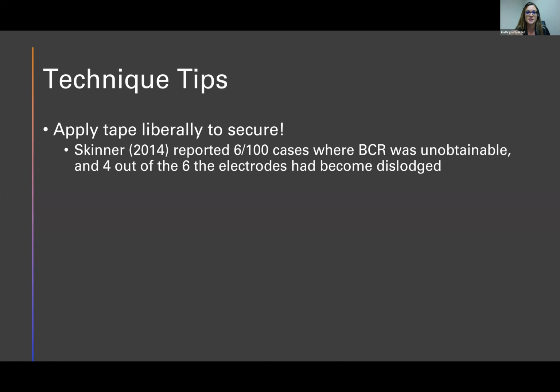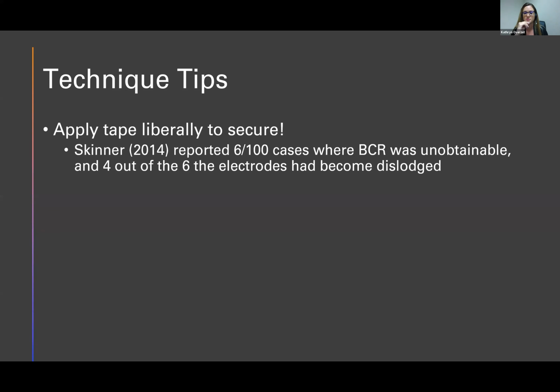So here are a few technique tips from the setup end. Apply tape liberally to secure. In one report of 100 cases in which BCR was performed, 6 had an unobtainable BCR, and they found that in 4 of those 6, the reason was that the electrodes had become dislodged. That feeds into the reason why, since these patients are asleep and it's not painful to place needles, it's best to place the electrodes as needles so that they are easier to keep in place.